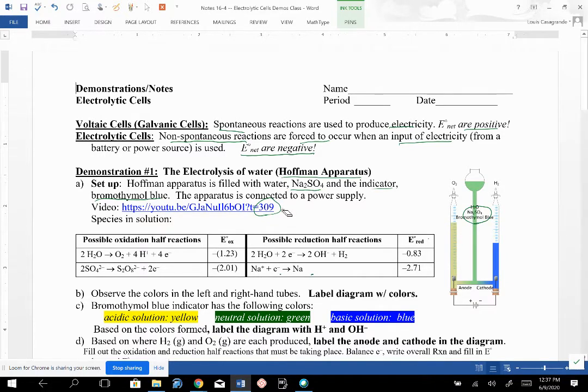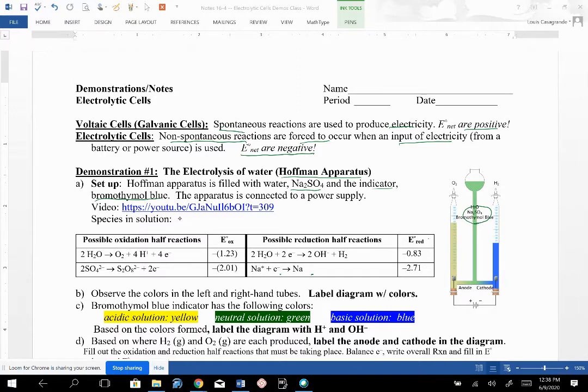All right, so hopefully you went and watched the video. If not, go and watch the video at some point. Make sure you understand what's going on. To understand what's going on in this electrolytic cell and why the colors are the way they are, and I'm sure she explained it as well, we have to figure out what's in solution. This is key to any electrolytic cell. We have to figure out what's in solution so we know what's present to be oxidized and what's present to be reduced.